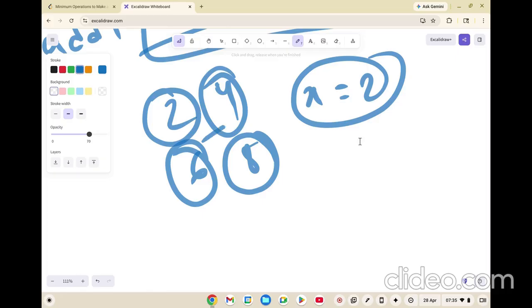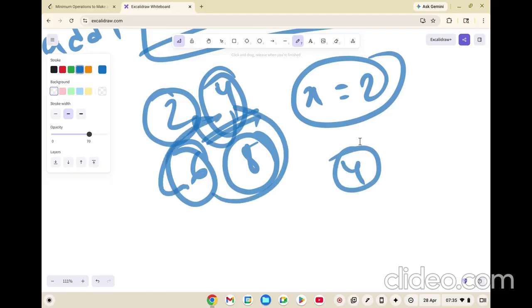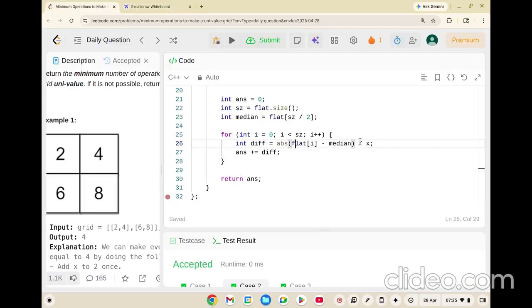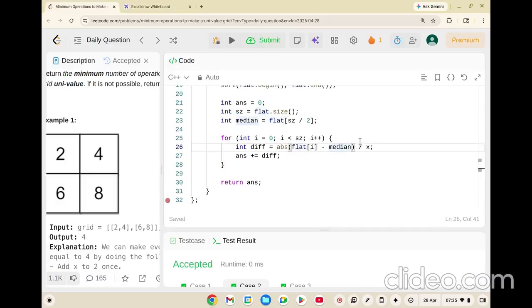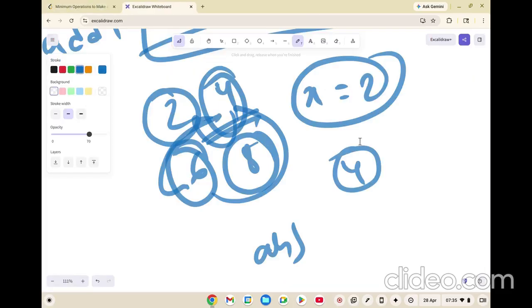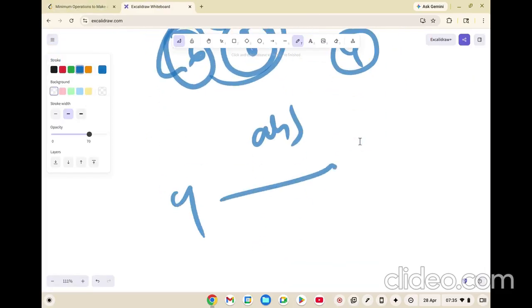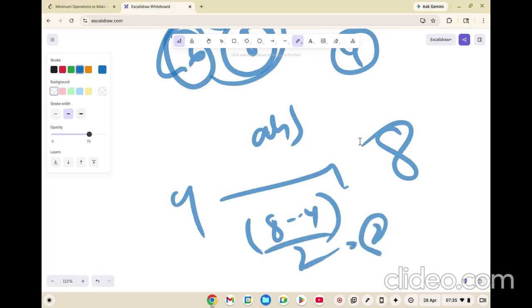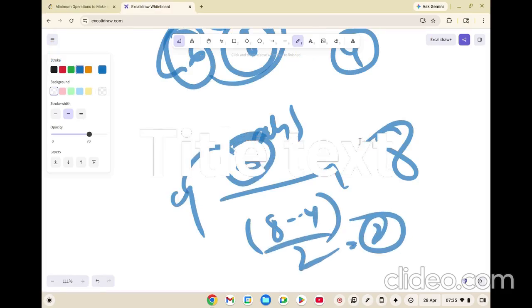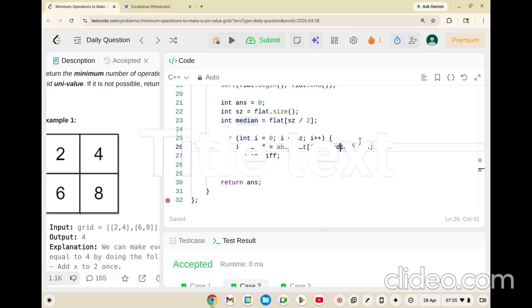Because you found the median, let's say the median was 4. Now what you need to do is make every element 4. 6 goes to 4, 8 goes to 4, and the simple formula is abs of flat[i] minus median divided by x, because that many operations you will require. 4 will take 4. If you want to make 4 to 8, the difference is 8 minus 4 divided by 2, which is 2. You need two operations. In one operation you go to 6, in another you go to 8, and that's it. And you simply return the answer.